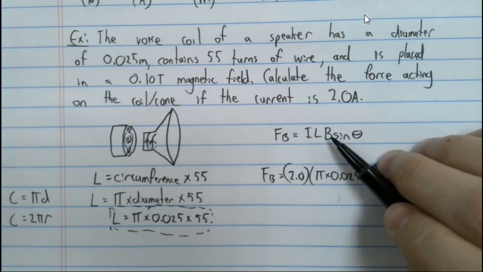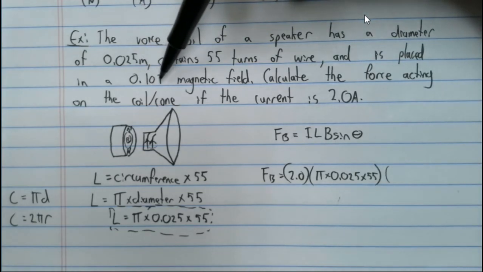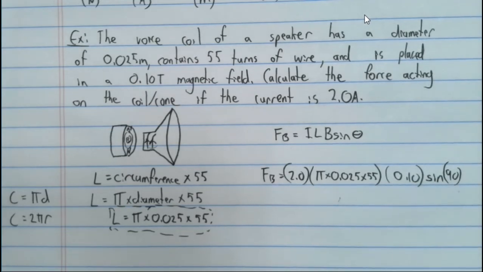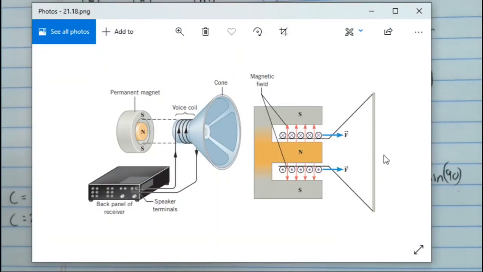B is magnetic field. I can see it right here, our capital T for Tesla, 0.10. And the angle is going to be 90. Why is the angle 90? Let's see if we can find that in the picture. You can kind of see it in the picture here. The current is going into the page, and the magnetic field is pointing like this. So there's a 90-degree angle between those.